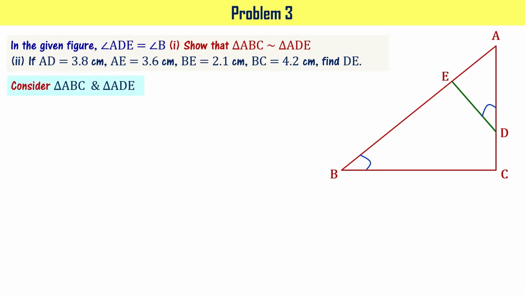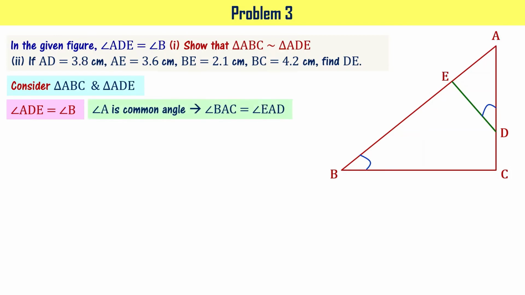Let's now consider triangle ABC and triangle ADE from the figure. And it is given that angle ADE is equal to angle B. And if you observe the figure, angle A is a common angle for both the triangles. That's why I'm writing angle BAC equal to angle EAD. Now you have seen that two of the angles of these two triangles are equal. It means we can apply the AA criterion of similarity of triangles. As per that, we can show that triangle ABC is similar to triangle ADE. So we are done with the first part of the problem statement. Let's take a look at the second part.